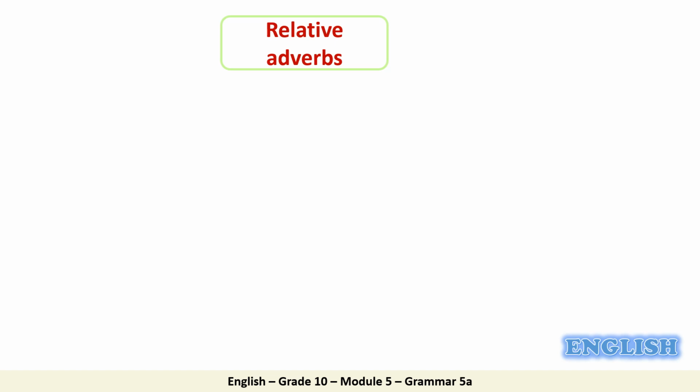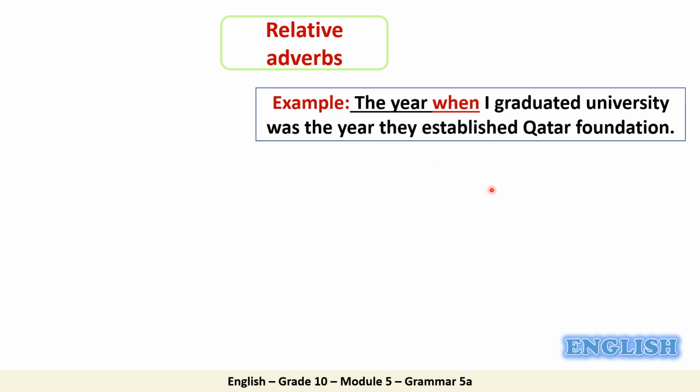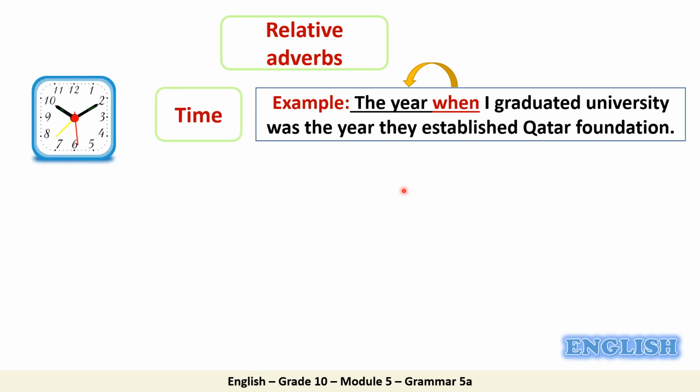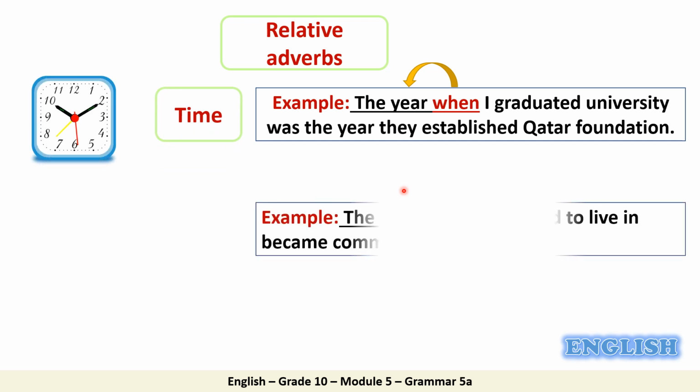Let's check out the first example. The year when I graduated university was the year they established Qatar Foundation. We have when, and it refers to the year. So when do we use when? Pause and think. We use when to express time. Excellent. How about the next one?